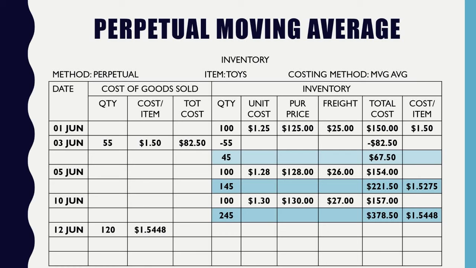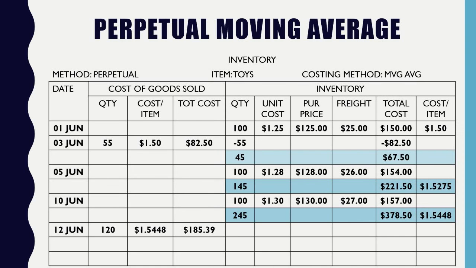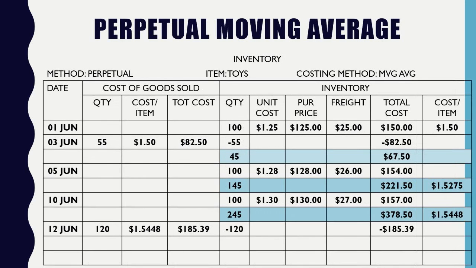$1.5448. So in this case, I'm going to take my average cost per item, plug it in here, and get me my total cost of goods sold. So in this case, that's going to give me a total of $185.39. And what do I do? I subtract it out to get my new quantity available, which is now 125 units available at $193.11. Okay?